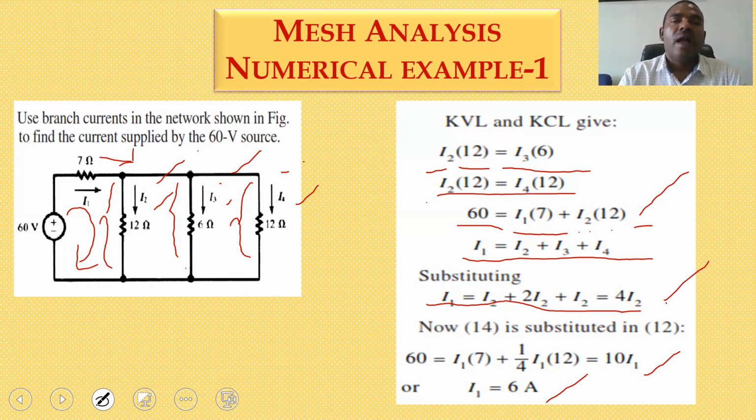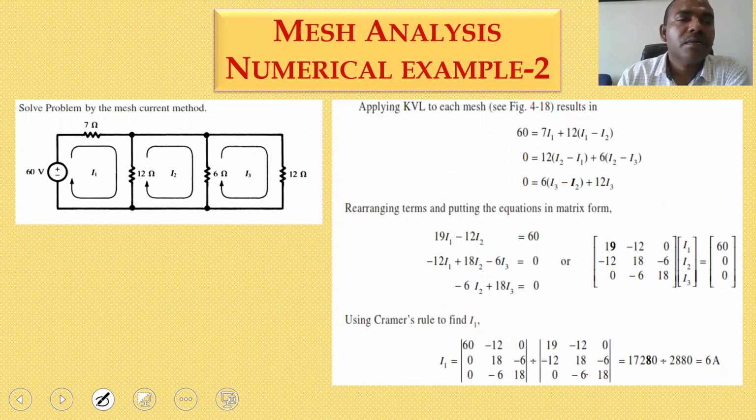Next, example 2. Here they have given a 3 loop circuit. For this 3 loop circuit you have to calculate the current. In this 3 loop circuit I have taken loop currents I1, I2, I3, which are in clockwise direction. For this one I am writing the KVL. The first equation is 60 is equal to 7 into I1 plus 12 into I1 minus I2. That is your first equilibrium equation for the first loop.